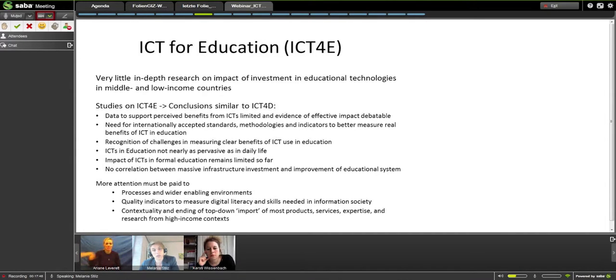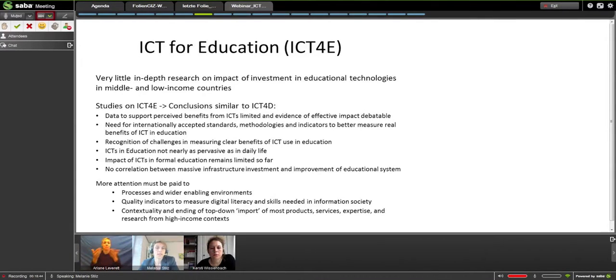The impact of ICTs in formal education remains limited so far, based on the results. And there is no correlation between massive infrastructure investment and improvement of the educational system. Again, this can also mean that the approach of using ICTs for education needs to be adapted, improved, reworked. This does not necessarily mean that ICTs cannot have a positive impact on education. So more attention must be paid to the processes and wider enabling environments, and the quality indicators to measure digital literacy and skills needed in the information society. As I said, there are very different indicators used in different countries, or in different research projects, so it's difficult to compare.